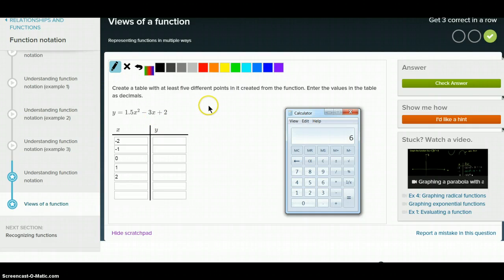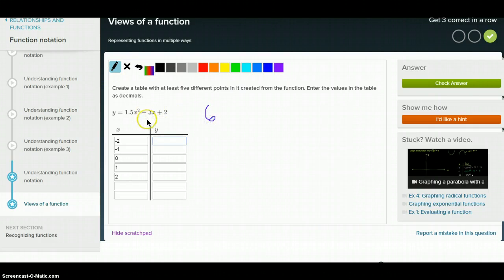And then we have 6, and then minus 3 times 2, so we'll think of it as negative 3 times negative 2. Negative 3 times negative 2 is 6, and then plus 2. So we have 6 plus 6 is 12, plus 2 is 14.